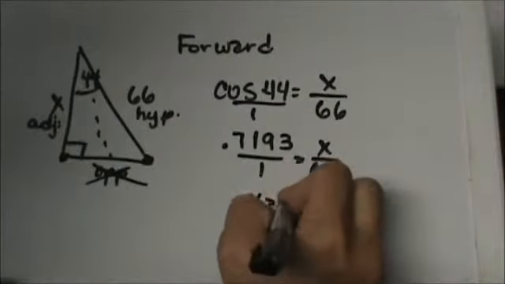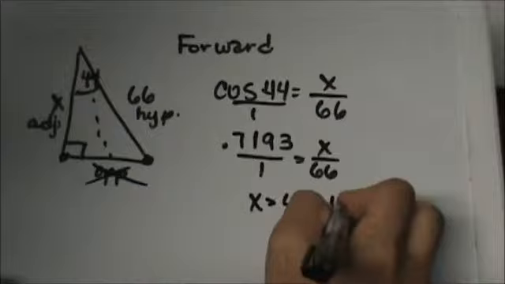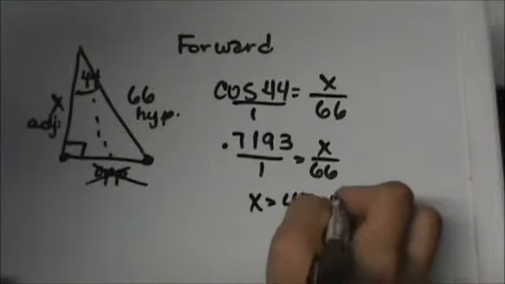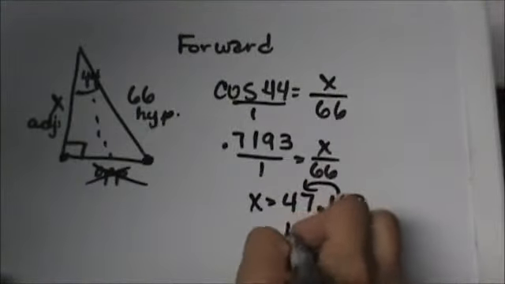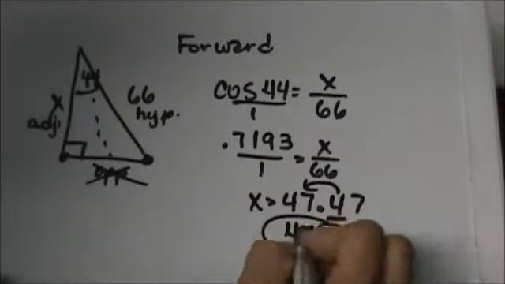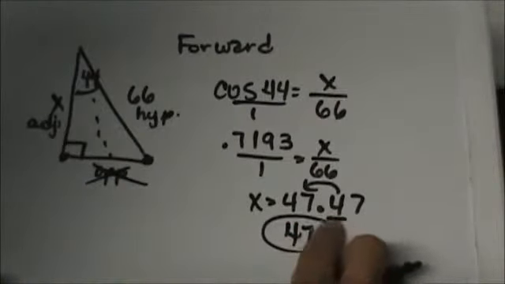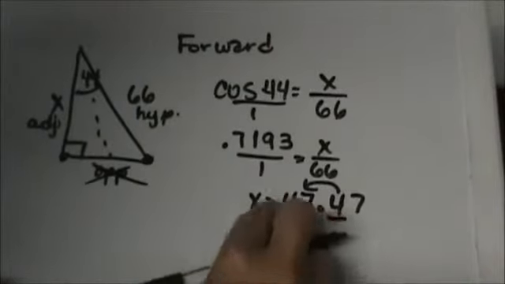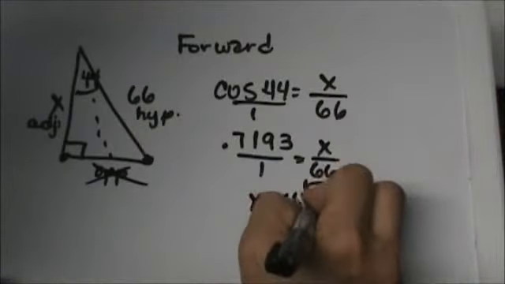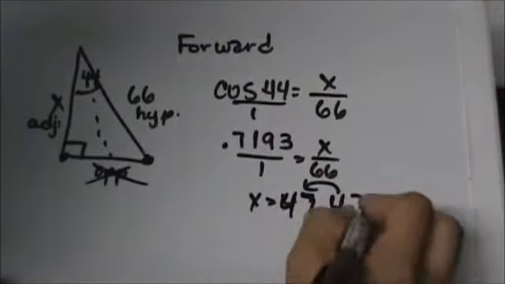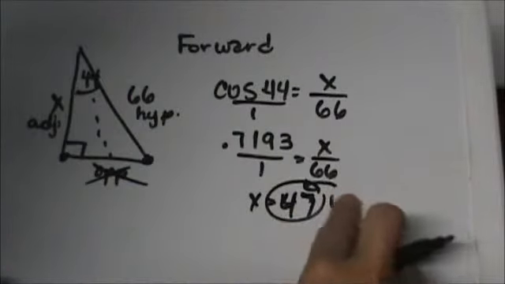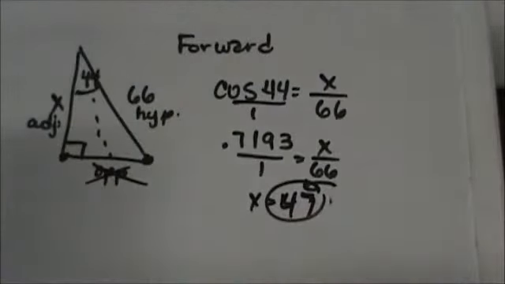So x is 47, and that's 0.47, but I'm looking at the tenths, and the tenths does not round up, so that's just 47 degrees. So, I'm sorry, 47, this is not an angle, it's a measurement. So it's just 47. Okay, that's how you'd work that one. So that one was a forward problem.